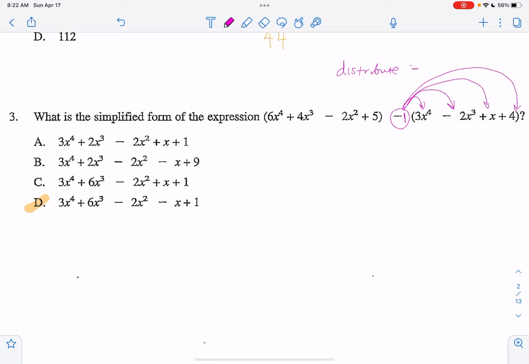So when you distribute the negative sign, you're multiplying by negative 1. So it's going to change all the signs. So you'll end up with negative 1 times 3x to the 4th, or negative 3x to the 4th. Negative 1 times negative 2x cubed will be positive 2x cubed. Negative 1 times positive x will be negative x. And negative 1 times positive 4 will be negative 4. And then you just have to combine like terms.